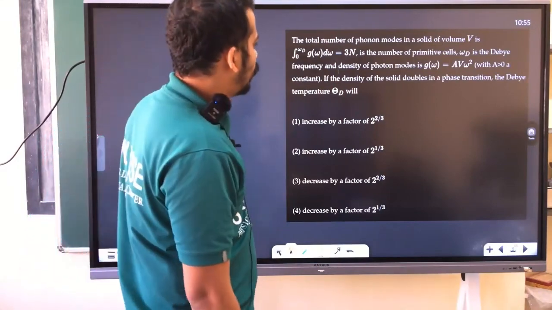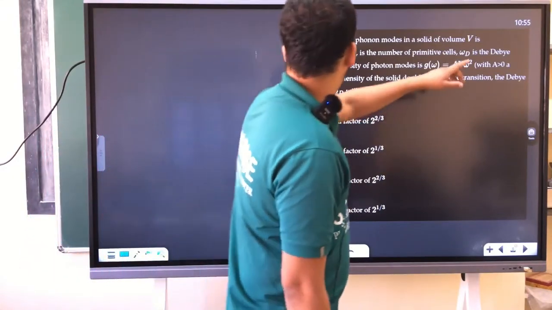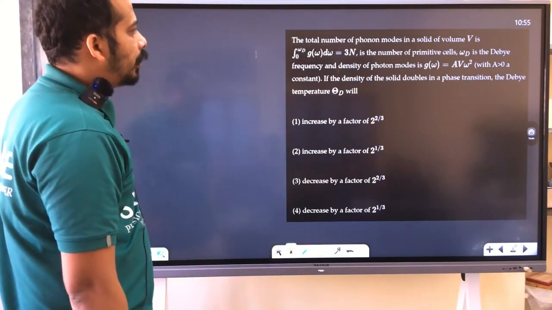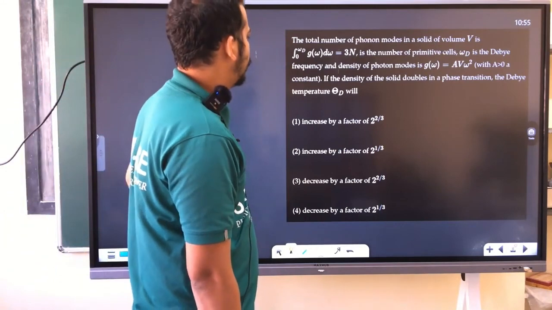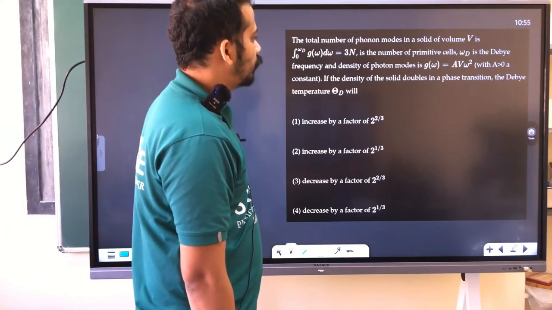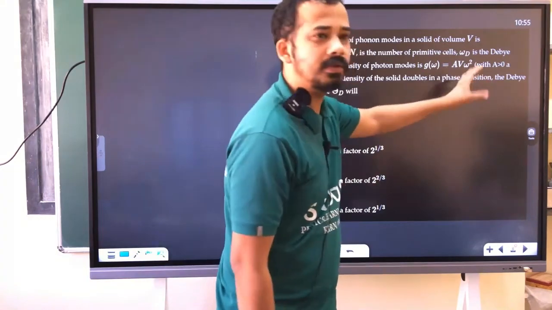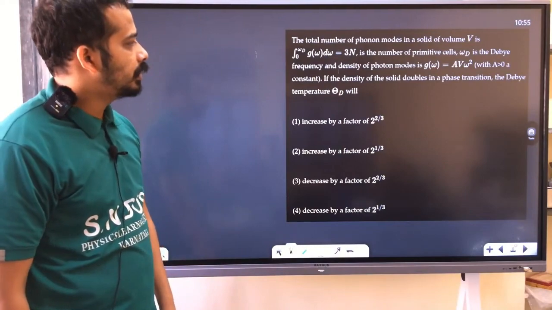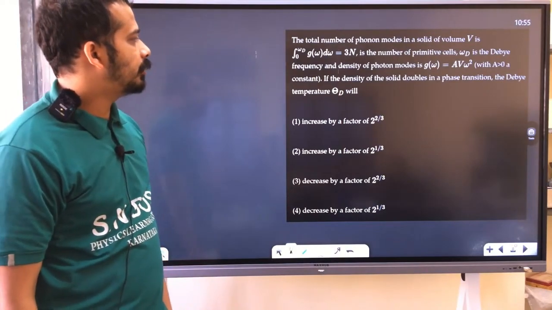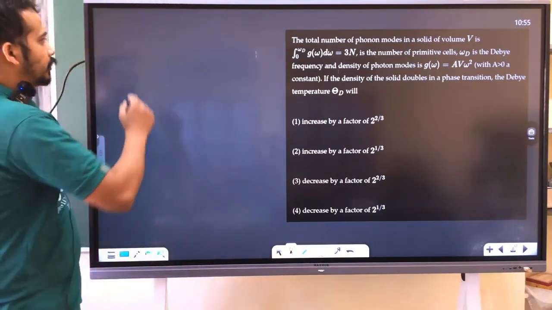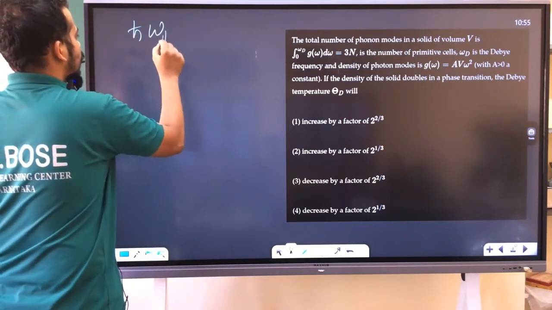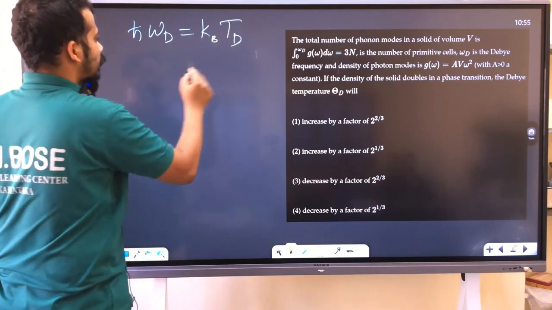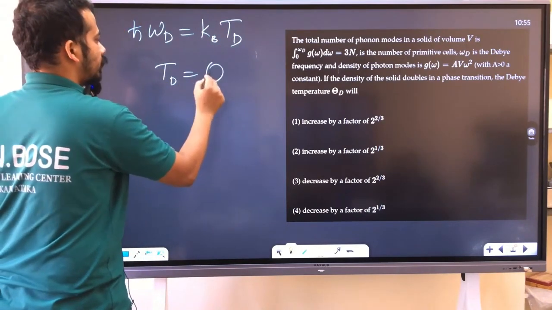So the Debye frequency, what is asked is the number of primitive cells, omega D is the Debye frequency, and the density of phonon modes, g of omega, he has also given. If the density of the solid doubles in a phase transition, then the Debye temperature is? How do you define the Debye temperature? H bar omega D, that you have to read as k B into T D. This T D, we write it as theta D.